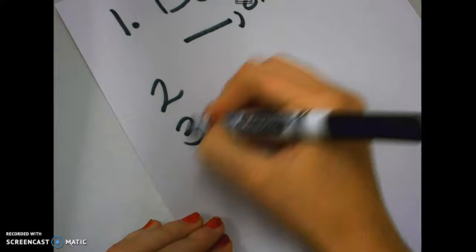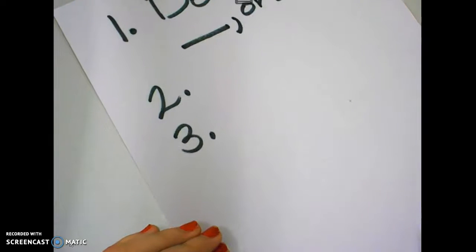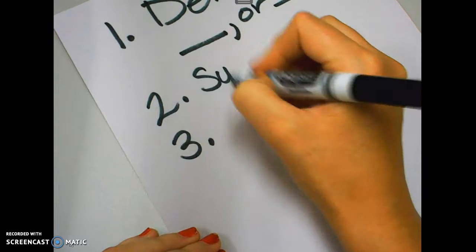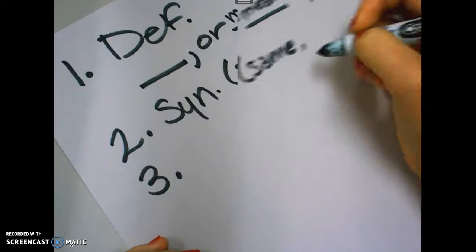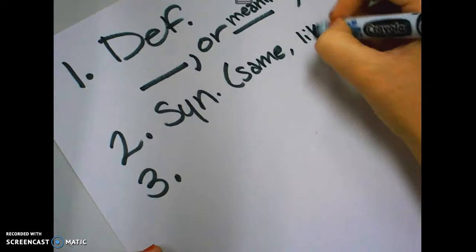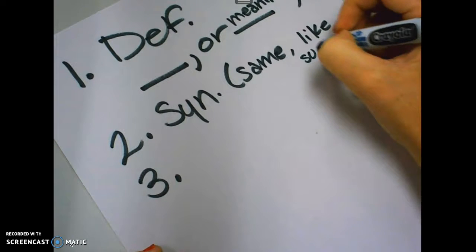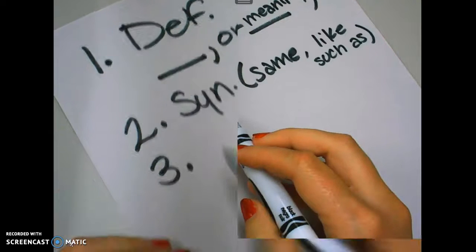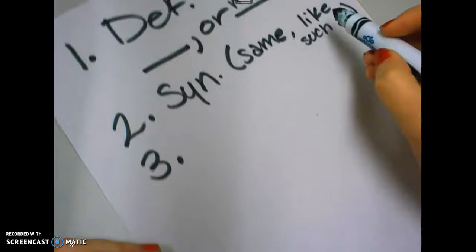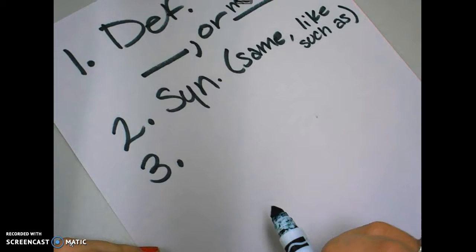The next 2 types of context clues are very similar. They are the synonyms, or the same words, and these hints will include like and such as. So an example would be a feline such as a house cat or tiger.